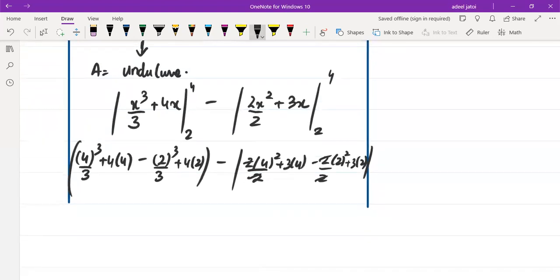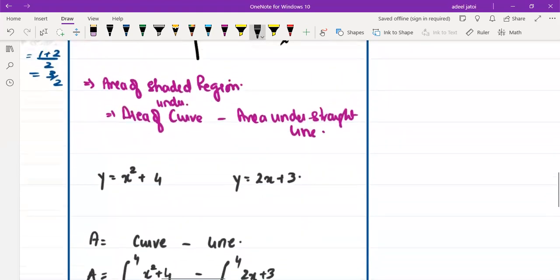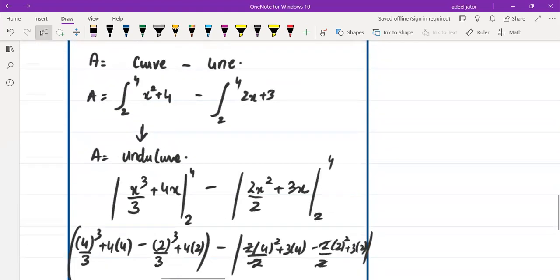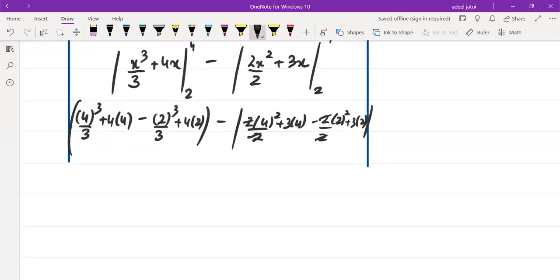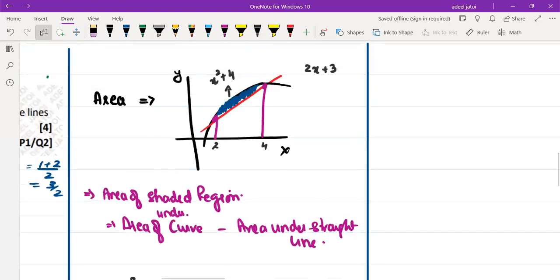So what we understand here is that the answer of the area under the curve, minus the answer of the area under the line, will be the answer for the shaded region in this particular question. So that means you need to understand that any shaded area can be found by subtracting through the two given equations as well.